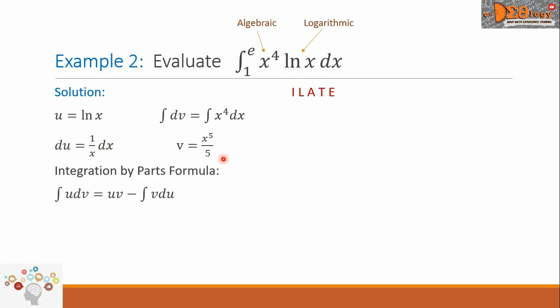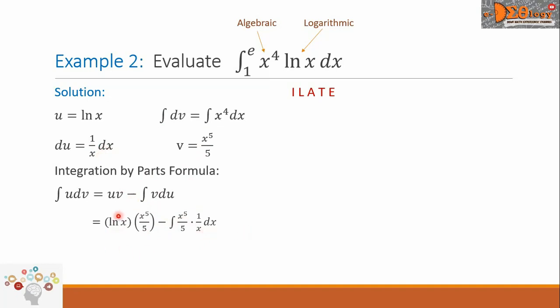Let us now use our integration by parts formula. Let us substitute the corresponding values. The uv here is equal to ln x times x raised to 5 over 5. Then minus the integral of v, that is the x raised to 5 over 5, times the du, which is equal to 1 over x dx.